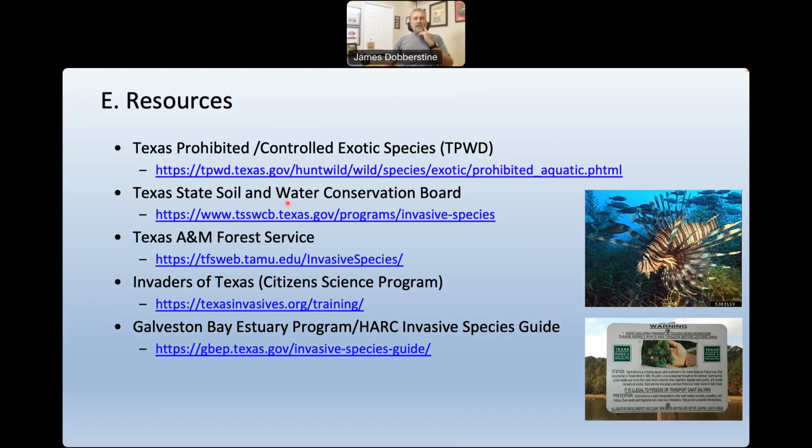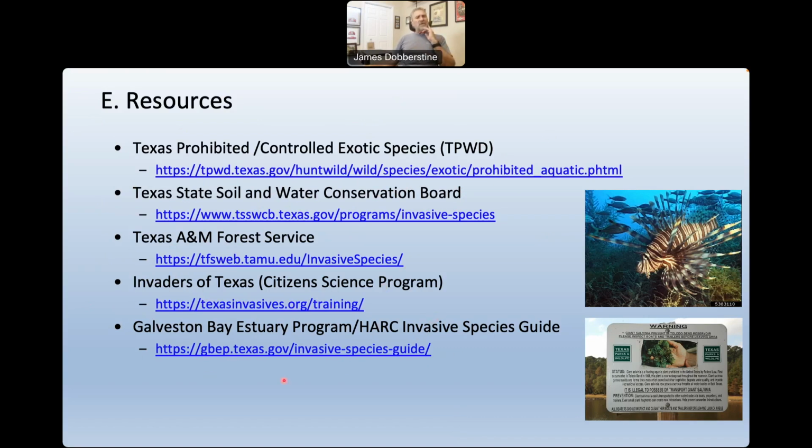I like the Texas State Soil and Water Conservation Board. The A&M Forest Service are good. There's a good citizen science program that's geared towards the layman. So this is a good thing to share with your families, for instance, and actually it's pretty useful for anybody.